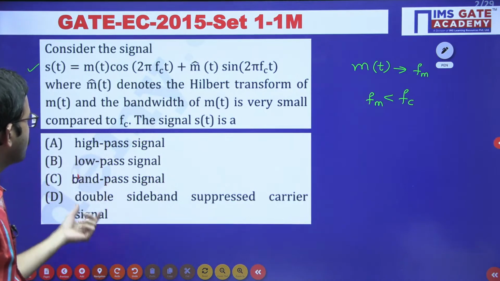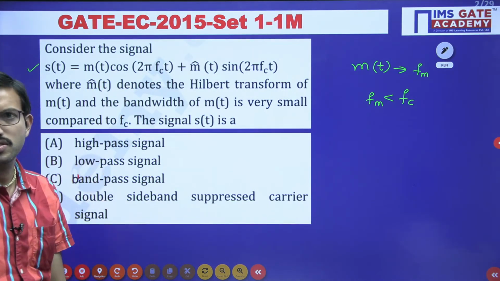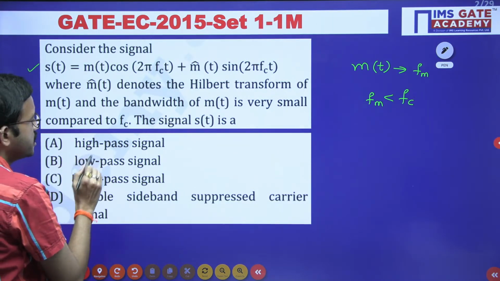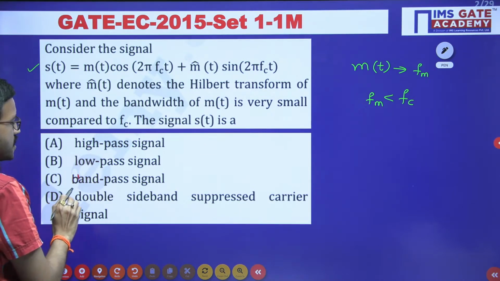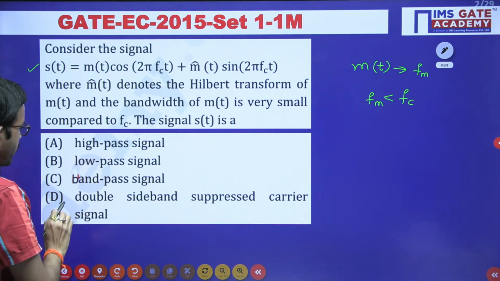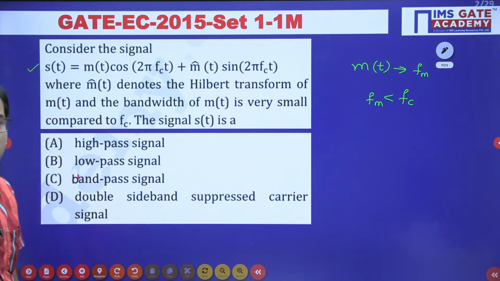So here you are having 4 choices. You have to identify the given signal belongs to which choice. Okay. So here in option A it is mentioned high pass signal, option B it is mentioned low pass signal, option C it is mentioned band pass signal, and option D they have mentioned double sideband suppressed carrier signal, right?